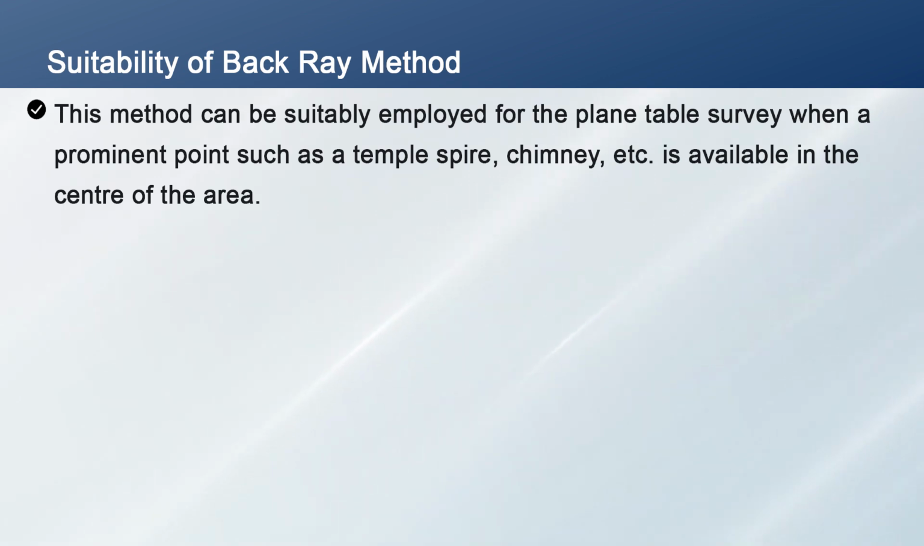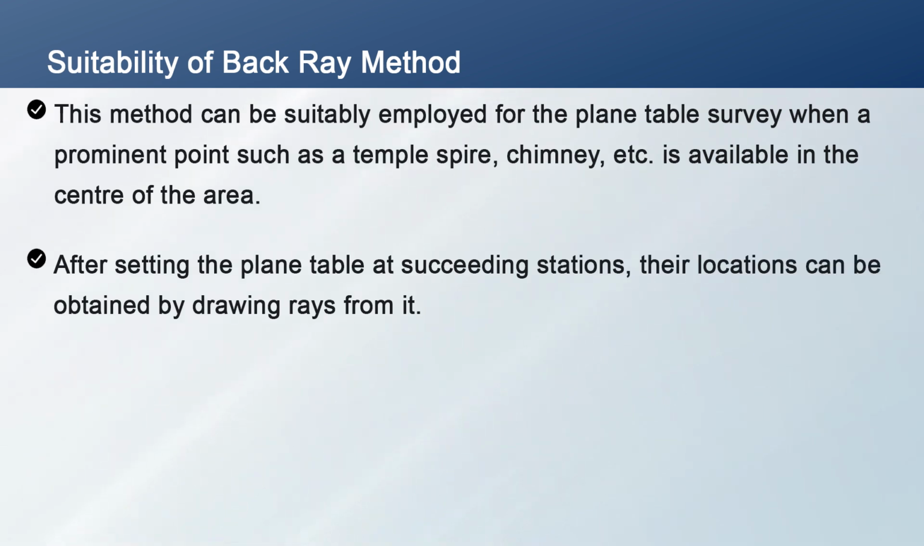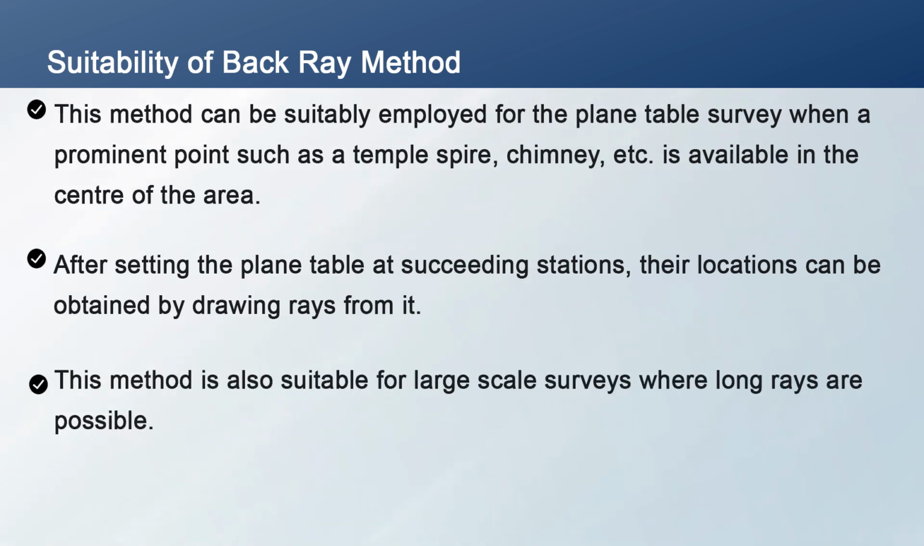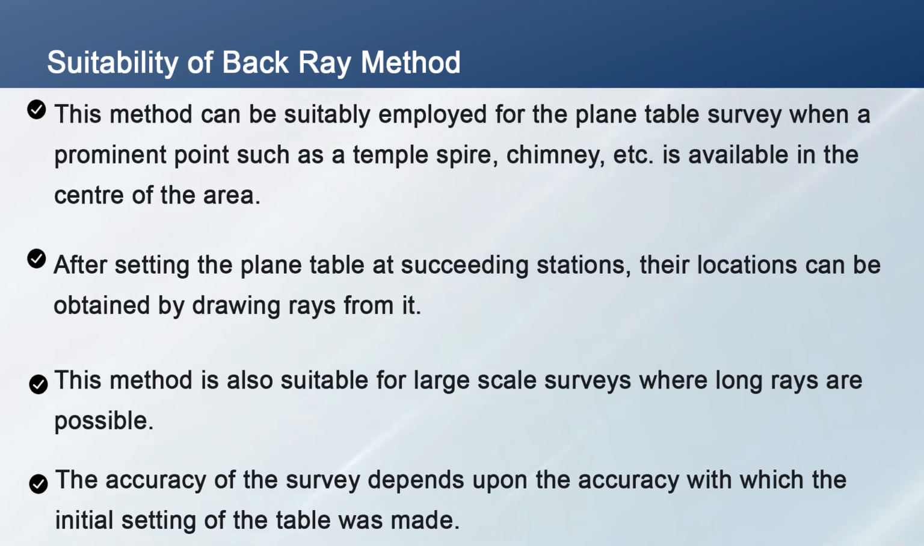Suitability of this method. It is suitable when there is a noticeable landmark, like a temple, spire or chimney, located at the center of the survey area. After setting the plane table at the succeeding station, their locations can be obtained by drawing rays from it. This method is also suitable for large scale survey where long rays are possible. The accuracy of this survey depends upon the accuracy with which the initial setting of the table was made.